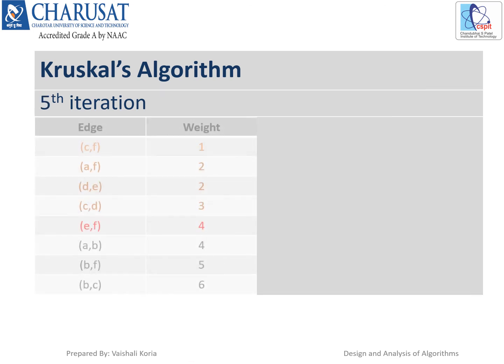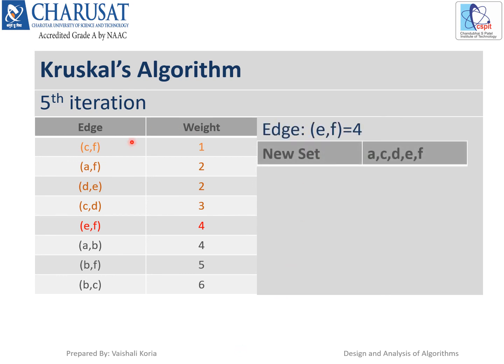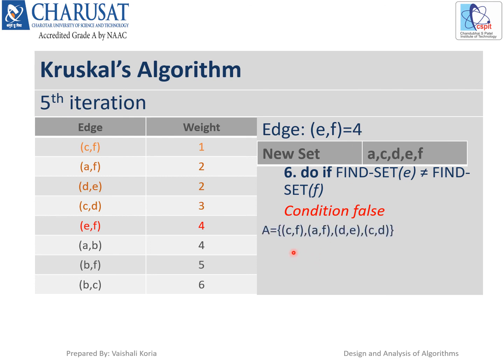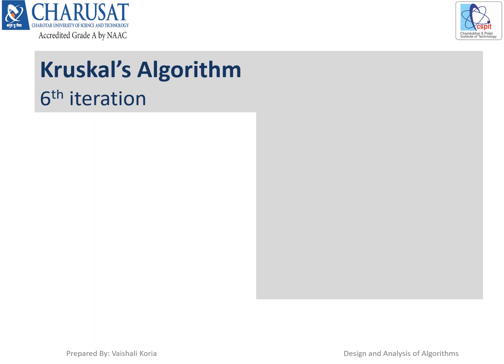Now in the next iteration we will take the edge EF, right? From the previous iteration we have this set which stores A, C, D, E, F, right? So now we will check the representative sets of E and F. If we check the condition, what happens? The set of E is the new set, the set of F is also the new set, both the sets are the same. So that particular edge EF cannot be added to the solution set. The solution set will remain the same as in the previous iteration.